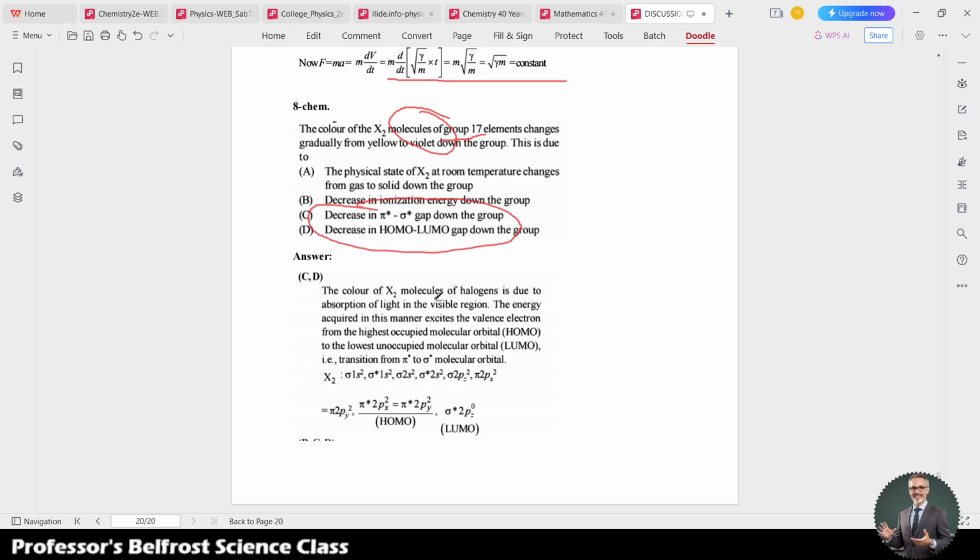Because it's due to the absorption of light in the visible region, and the energy acquired in this manner excites the valence electron from the HOMO, the highest occupied molecular orbital, to the LUMO, the lowest unoccupied molecular orbital. It means that there is a transition from pi-star to sigma-star molecular orbital, like this. So the correct answers are C and D.